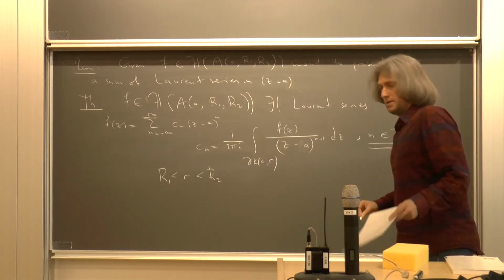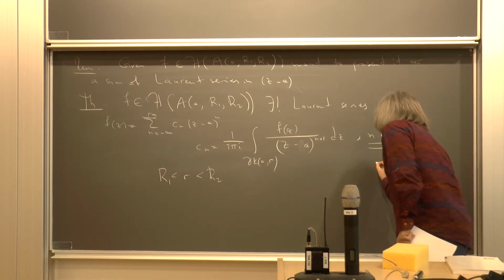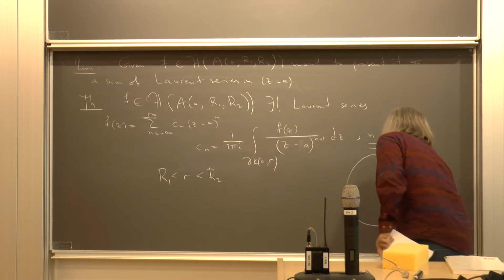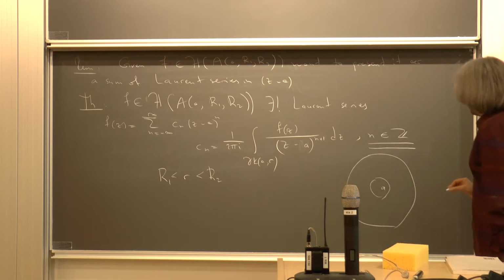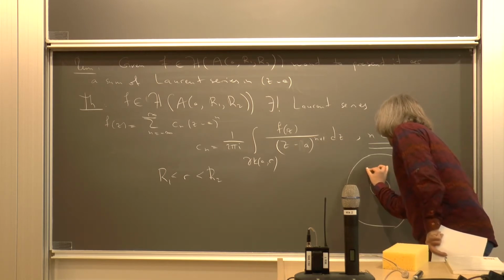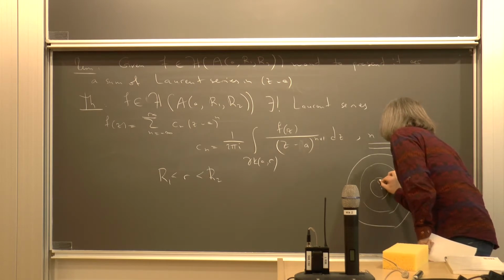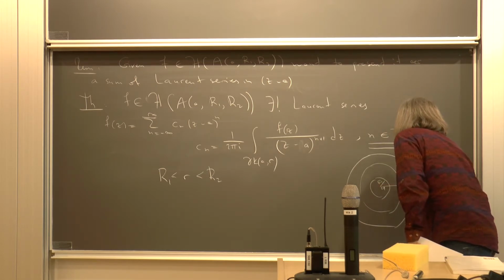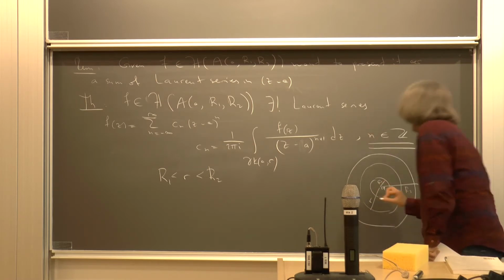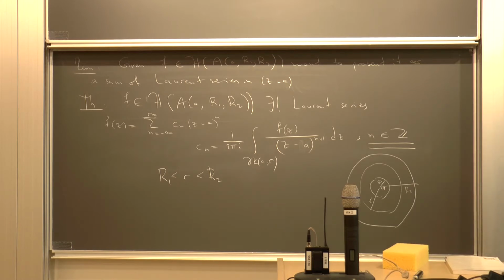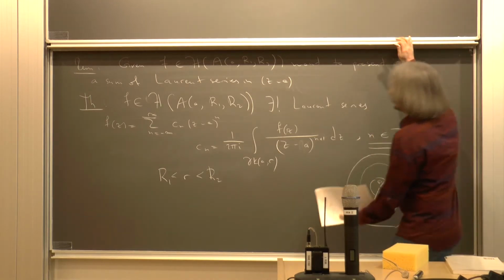So let me redraw this picture. So we have the annulus, centered at A, and then we start integrating over any circle inside. So this is R1, this is R2, and this is small r. Good. So let's prove this.